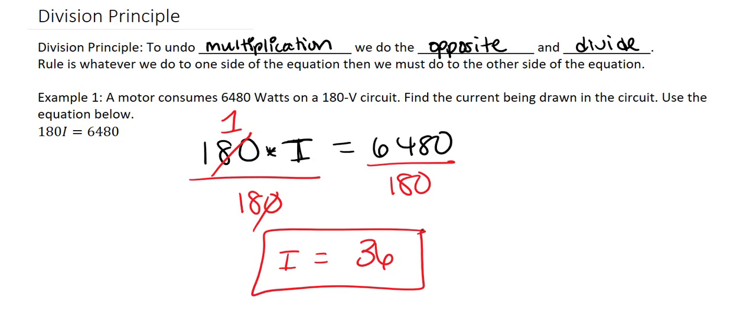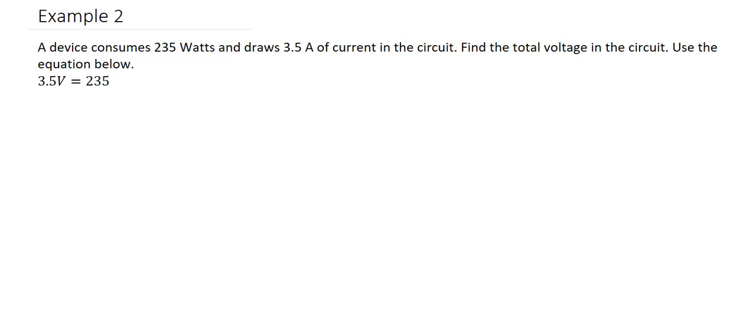Now let's go ahead and look at the next example. So example 2. A device consumes 235 watts and draws 3.5 amps of current in the circuit. We're going to find the total voltage in the circuit. So we're going to use the following. So we have 3.5 times V, which is the voltage, is equal to 235 watts.